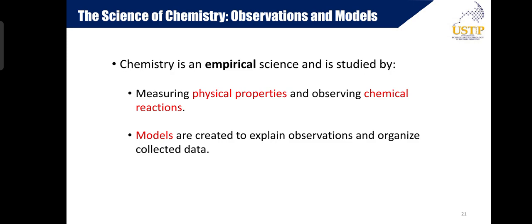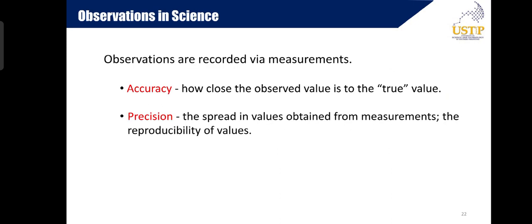So they are being described by numerical and real situations. There are also models that can explain these observations, and there are various collected data that are produced in order to prove the existence of chemistry. The observations are recorded via measurements, through numbers and through units. That's why I have told you before that units are very crucial elements in chemistry.